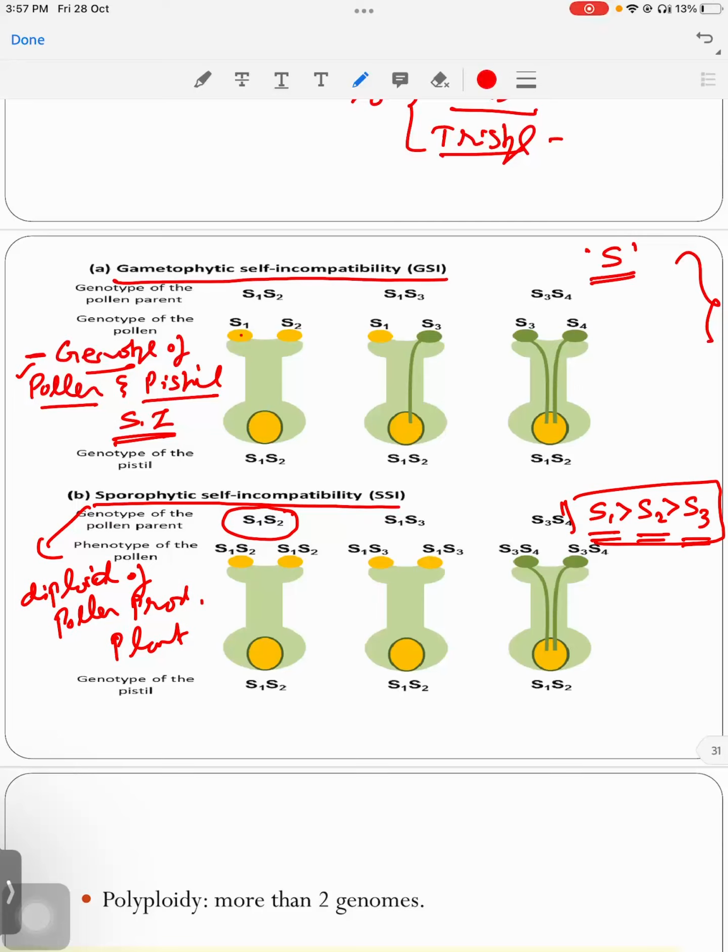For example, S1 with S1, or S1 with S2, will not lead to pollination. But S3 can combine with S1, S2, because S1's effect is different and S3's effect is different. So S1, S3 will combine here. In S3, S4 with S1, S2, S3 will also combine and S4 will also combine.